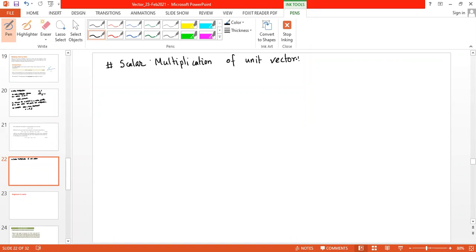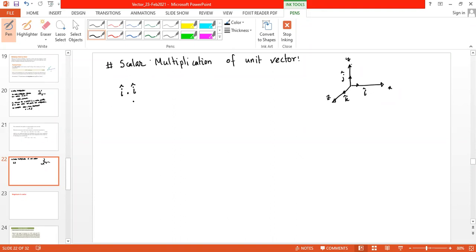We know there exist three unit vectors. They are I, J, and K. I is a unit vector along x direction, right? And J is a unit vector along y direction, and K is a unit vector along z direction. So these are the three well-known unit vectors, and now I want to multiply these unit vectors. For example, I want to multiply I with I by a scalar multiplication.